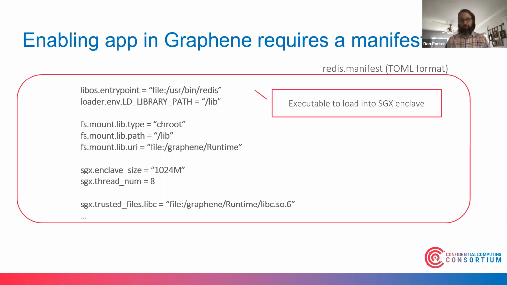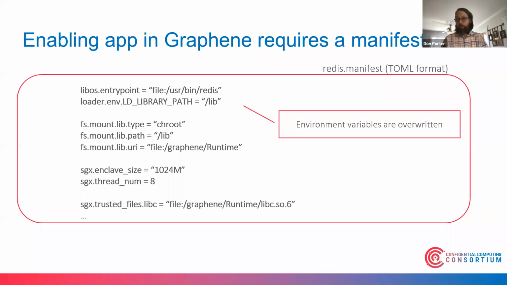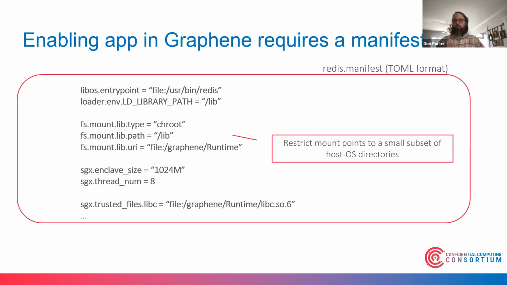So one is you need to specify the path to the binary that you want to load. You may also specify environment variables. This is probably a good idea. You can also specify what the view of the file system should look like. So you can list multiple directories on the host that you want to expose as chroot style mount points, as well as where inside of Graphene's view this file should live. So in this example, we take the file /graphene/runtime and make that appear to the application as if it's in /lib.